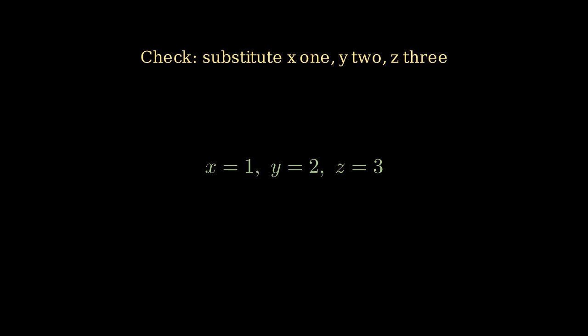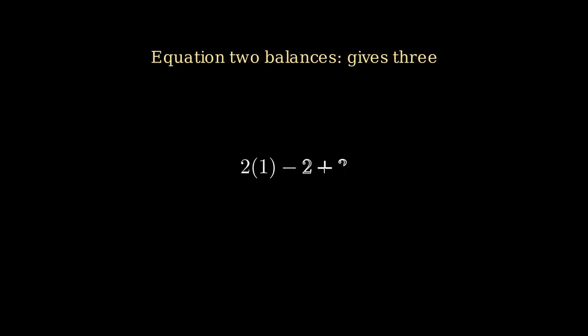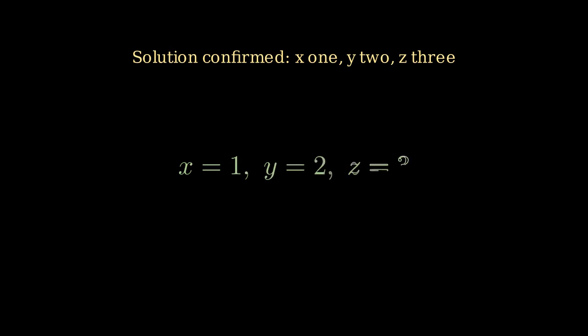Let's check by substituting x equals 1, y equals 2, and z equals 3 into all three original equations. First equation, x plus y plus z equals 1 plus 2 plus 3 equals 6, which matches the right-hand side. Second equation, 2x minus y plus z equals 2 times 1 minus 2 plus 3 equals 2 minus 2 plus 3 equals 3, which matches the right-hand side. Third equation, x plus 2y minus z equals 1 plus 2 times 2 minus 3 equals 1 plus 4 minus 3 equals 2, which matches the right-hand side.